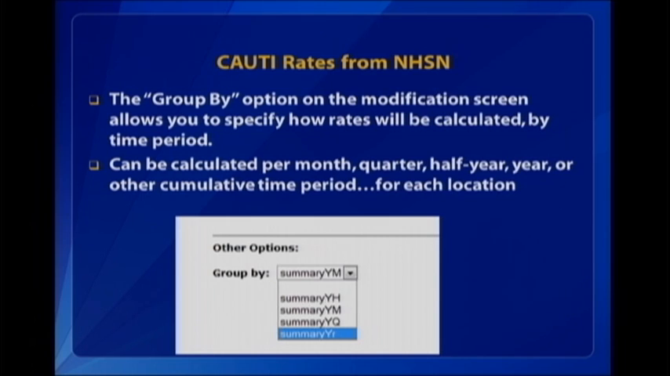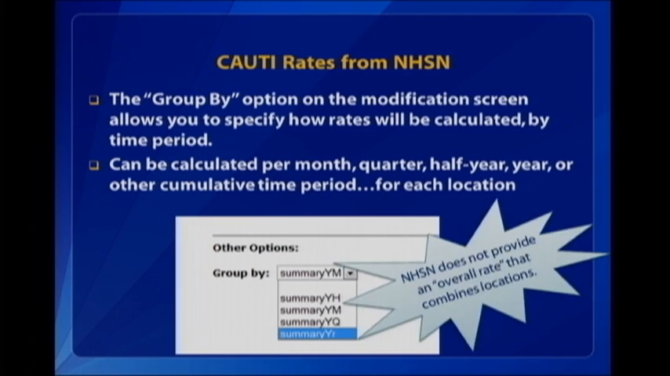So at the bottom of our modification screen, we have a little group by option, and in that drop down, you can select Summary YR. That will be one rate per location for a calendar year. And of course, we do not provide overall rates that combine locations.